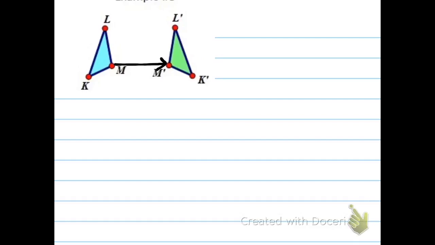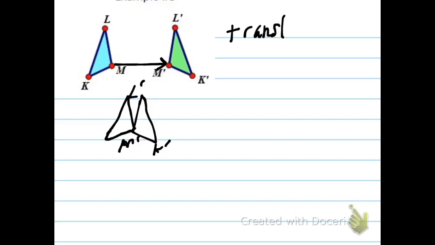So the intermediate step, the green triangle would be here. Didn't draw it better than that. The green triangle would be here, L prime, M prime, K prime. And after the translation, the M's match up, so the blue triangle would kind of be like this. All right? So first, translate along M to M prime.